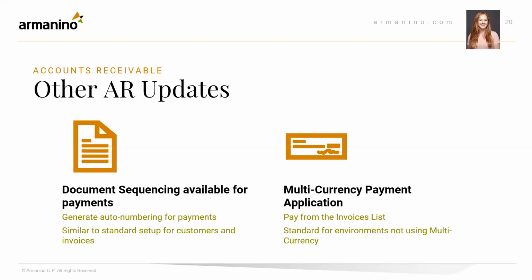And then also, similar to the polling question, in a multi-currency environment, you're now able to pay from the invoices list. And so like I said, if you were in a single currency, if you only had USD in your environment, there's nothing that changed for you. But in a multi-currency environment, if you're in the invoices list, you'll have the option to click pay next to an invoice, and it will bring up a pop-up of the receive payment screen that's pre-filtered to the customer and the invoice that you were looking at.